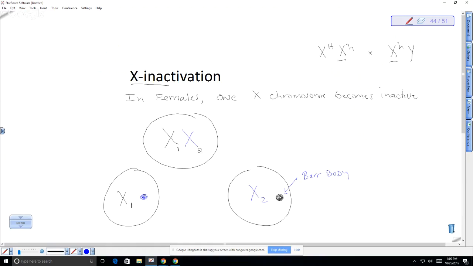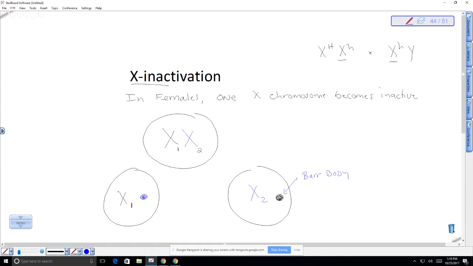So supposedly, if you scraped one of my cheek cells and stained for X chromosomes, you would find one darkly staining region in my cell, and that would be evidence that I have 2 X chromosomes. I would hopefully pass the bar body test for being female, right? Males do not have bar bodies because they have only 1 X chromosome to begin with, and so that stays active, okay? Okay, so that's the bar body.